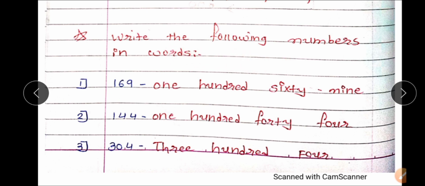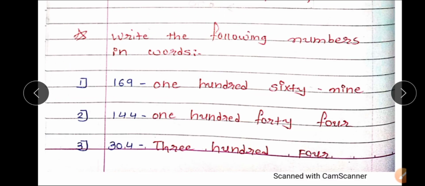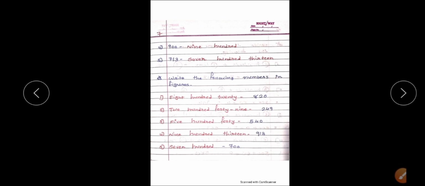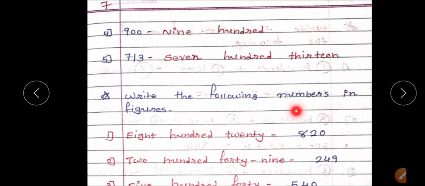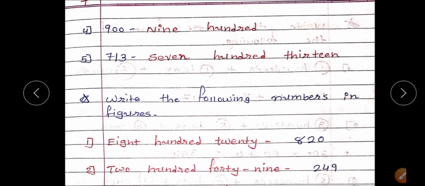Write the following numbers in words. In your textbook we already learned numbers in words and numbers in figures. Now for 169, you have to write in words 169. 144, 304, 907, 113. You have to write like this.